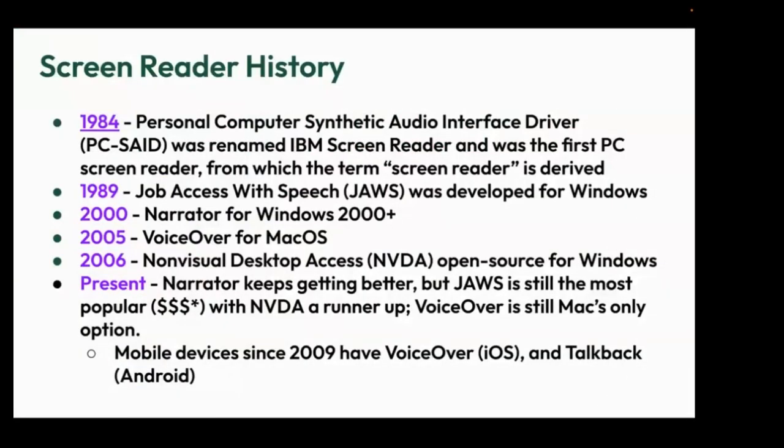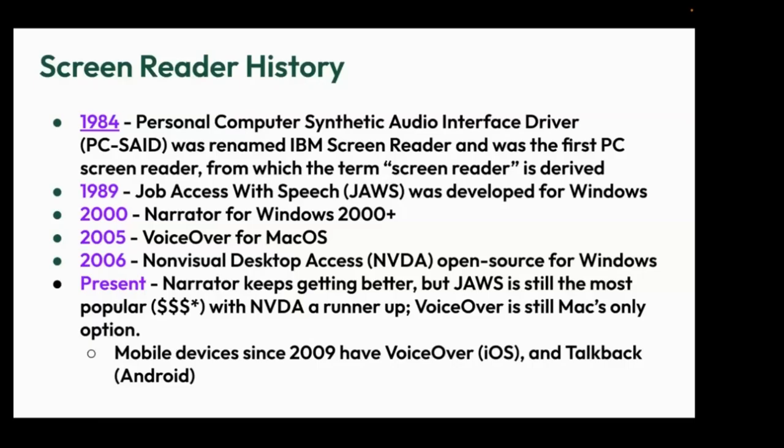As far as history goes, just really briefly, the history of screen readers. In 1984, the first screen reader came out. It was called the IBM Screen Reader. Five years after that, Job Access with Speech, JAWS, was developed for Windows. And that was the only screen reader available for quite a long time, 11 years. So in 2000, Narrator came out, included with Windows 2000. So that was your first free screen reader.